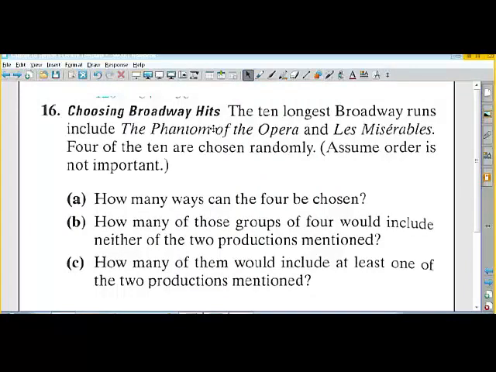Okay, so here's another one. The 10 longest Broadway runs include The Phantom of the Opera and Les Miserables. 4 of the 10 are chosen randomly. Assume order is not important. How many ways can the 4 be chosen? How many ways of those groups of 4 would include neither of the 2 productions mentioned, and how many of them would include at least one of the 2 productions?